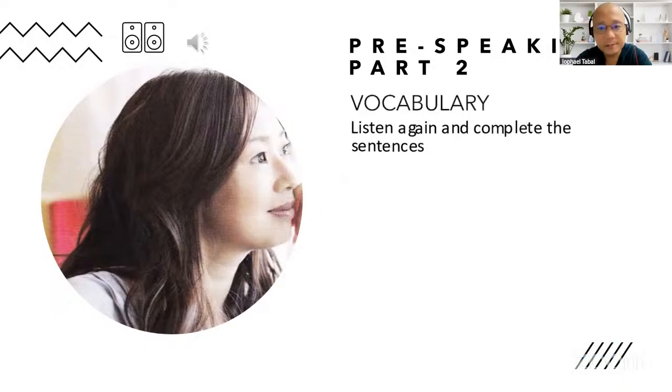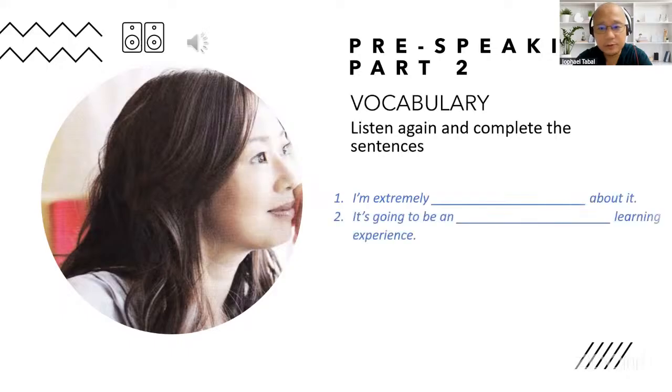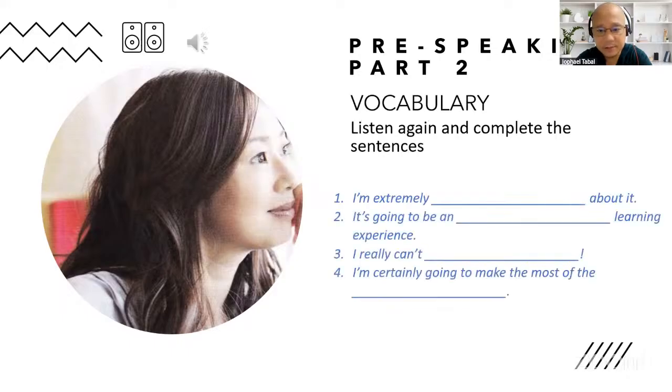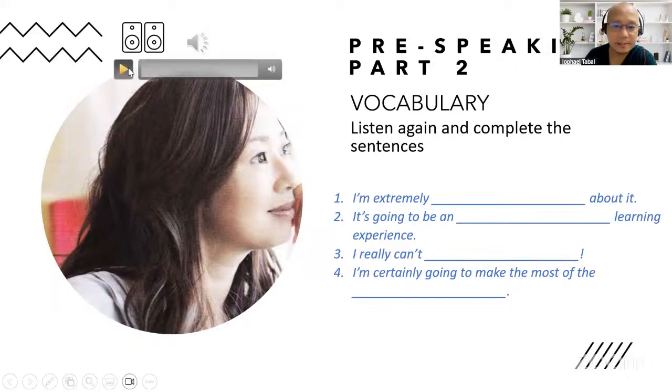Perfect. Okay. So let's listen again, and I want you to complete the sentences. Okay, so you have to listen and write these sentences. For example, I'm extremely blank about it. So, what are the words that we need to fill in this gap? Okay. So let's listen again and fill in the gaps, numbers 1 to 4. Okay. Let's begin.